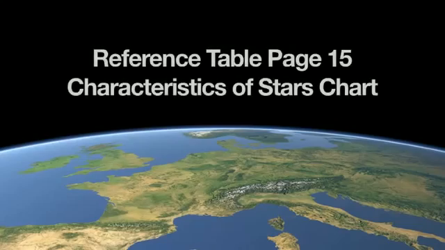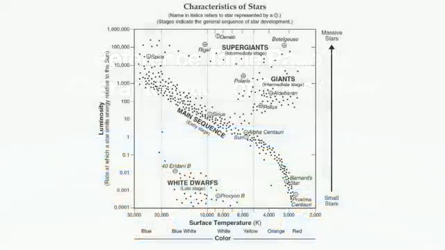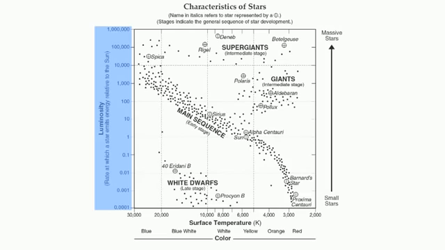Today we're going to focus on page 15 in the reference table, the characteristics of stars chart. Now this chart organizes our stars based on a couple different factors. One of the factors is going to be luminosity, how bright a star is or how much light a star is going to give off. That's going to be along our vertical axis.